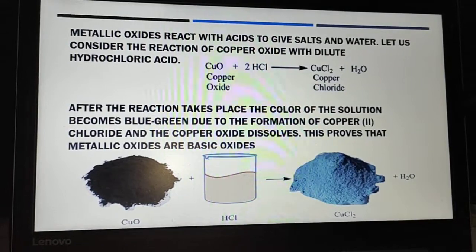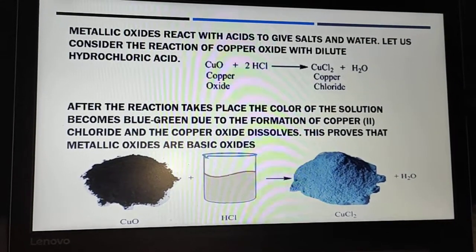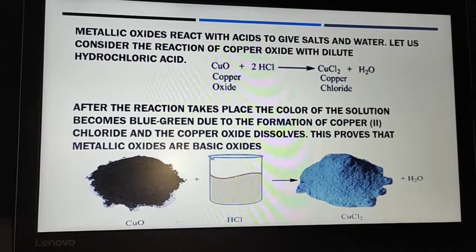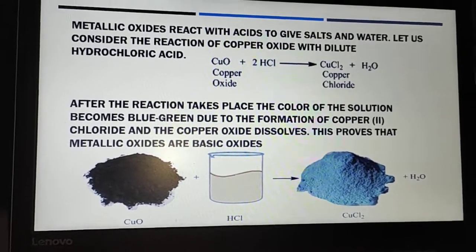So here in the form of color, CuO is black in color, HCl is liquid in nature. When you mix it, it becomes CuCl2, which is blue in color, plus H2O.